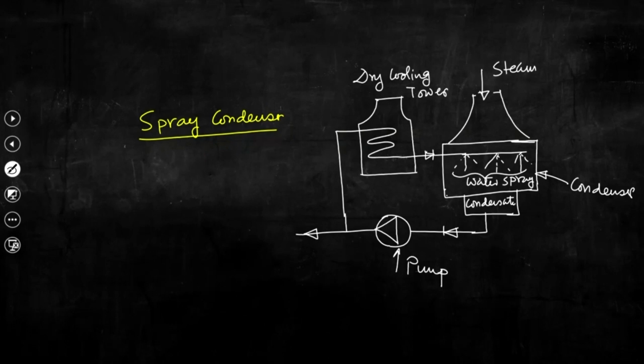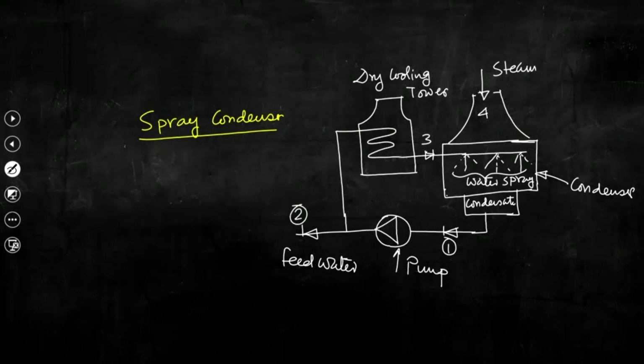Now, that condensate is again pumped back to the dry cooling tower, and that water is again sprayed into the stream. Part of that condensate is pumped to the boiler as the feed water. It is very important. So, if we consider this is 0.1, this is 0.3 and this is 0.4 and this is 0.2.